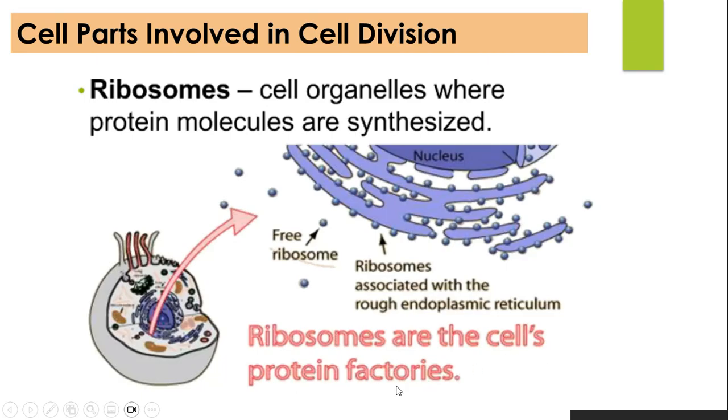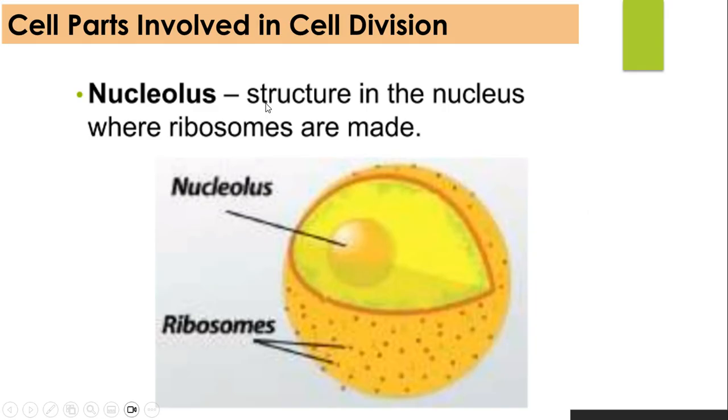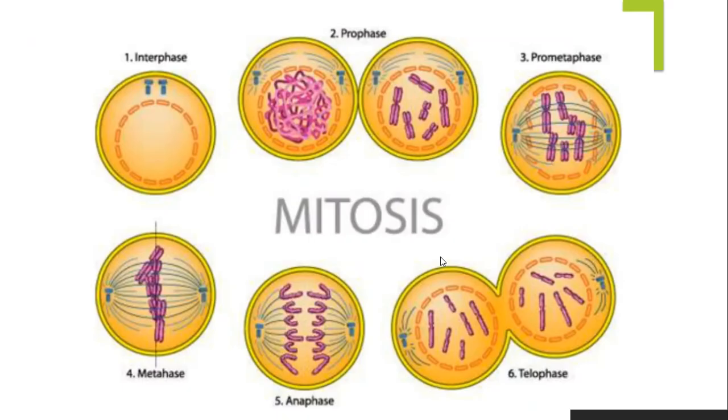Ribosomes are the protein factories. Ribosomes are associated with rough ER, right? So right here, they're protein factories. Alright, so nucleolus, structure in the nucleus where ribosomes are made. So this is the nucleolus, and these are ribosomes attached to the nucleolus. So ribosomes are made in the nucleolus.